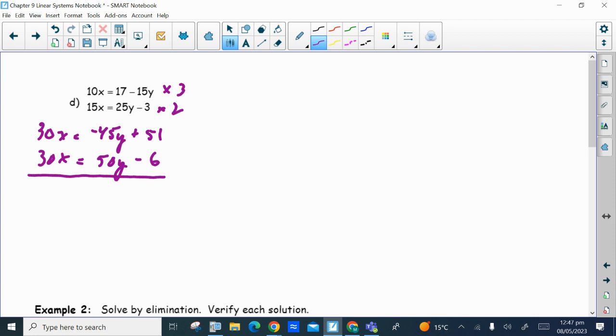And because the two equations have positive 30s in front of the x's, we need to subtract the equations. If the coefficients are opposites, you add the equations, but in this case, they are the same. So 30x, take away 30x is 0. On the right side, -45, take away 50 is -95y. And 51 minus -6, the minus minus becomes a plus positive. It'll be 51 plus 6, which is +57.